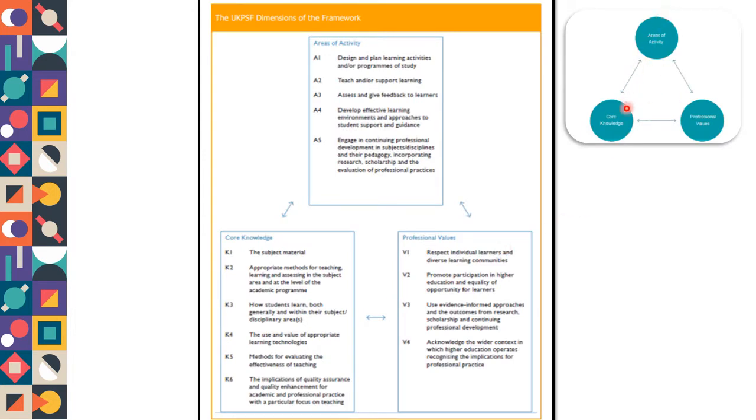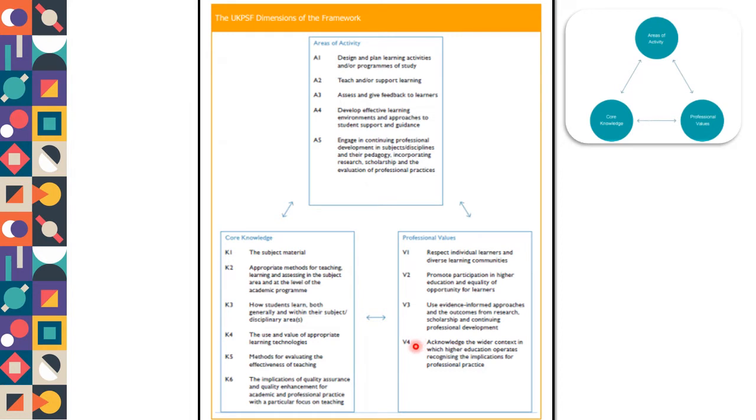Okay, so you remember the 3 corners of that triangle: the areas of activities, the core knowledge, and the professional values. Inside each of these dimensions, there are some statements. For the area of activity, we have 5 statements from A1 to A5. For core knowledge, we have 6 statements, K1 till K6. For the professional values, we have 4 statements from V1 to V4.